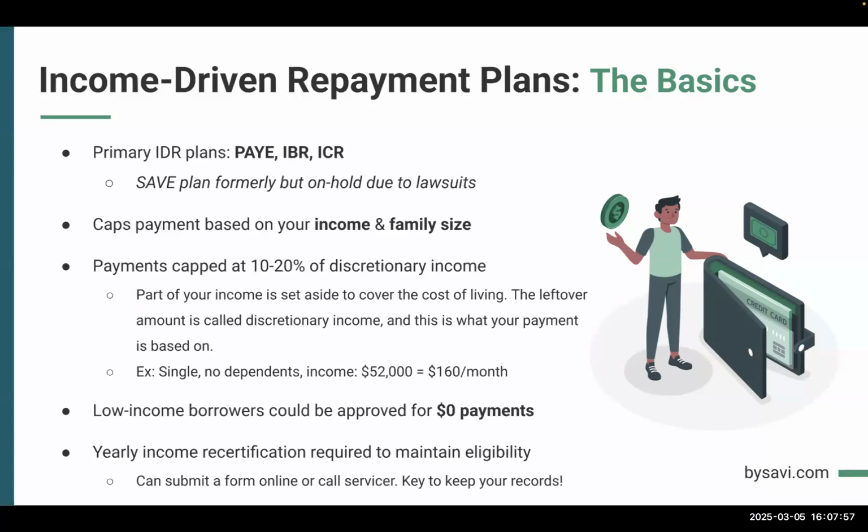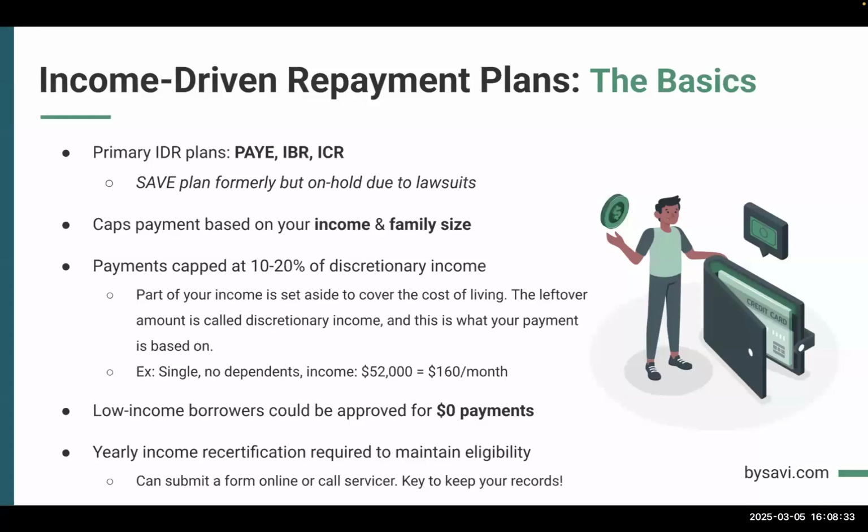No matter what, though, your payment will be based on your income and your family size, which typically results in a lower, more affordable payment. Depending on which plan you're enrolled in, your payment will be somewhere from 10 to 20% of your discretionary income. So when you enroll, the Department of Education looks at your total income. They set aside a portion to cover the cost of living, and the leftover amount is called discretionary income. Your payment under these plans is only based on that discretionary income, keeping it low and affordable.